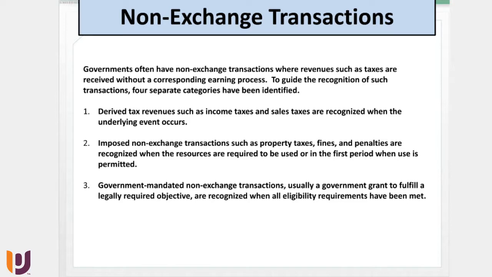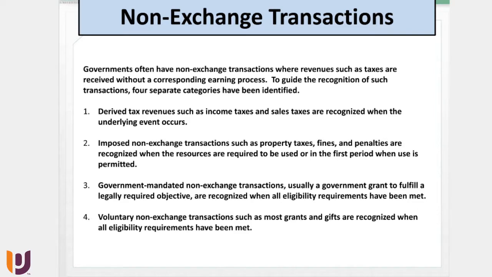Three, government mandated non-exchange transactions, usually a government grant to fulfill a legally required objective, are recognized when all eligibility requirements have been met. And four, voluntary non-exchange transactions, such as most grants and gifts, are recognized when all eligibility requirements have been met.